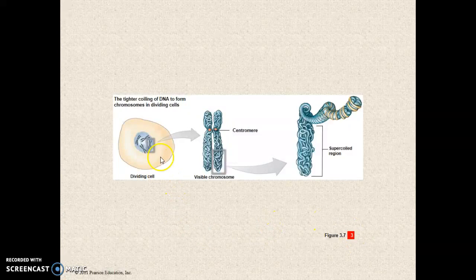This is showing what the chromosome looks like. This is a replicated chromosome, so this chromosome has made an identical copy of itself. It's held together at the centromere.